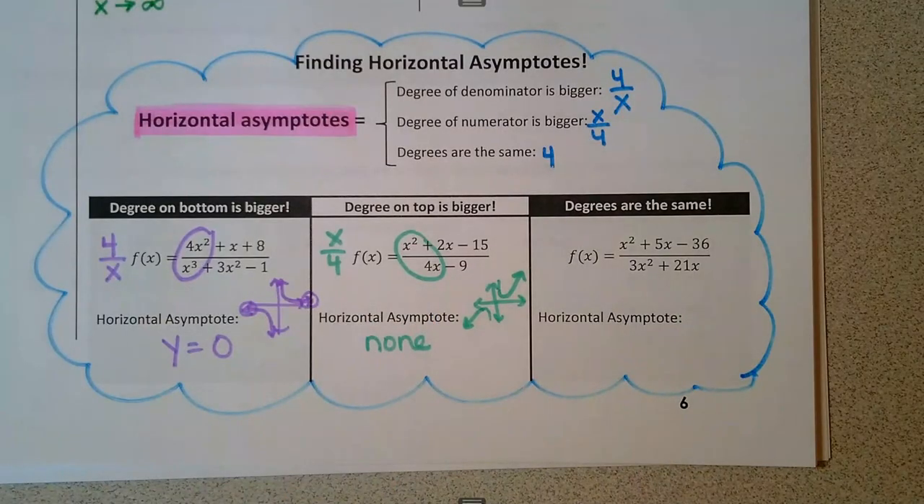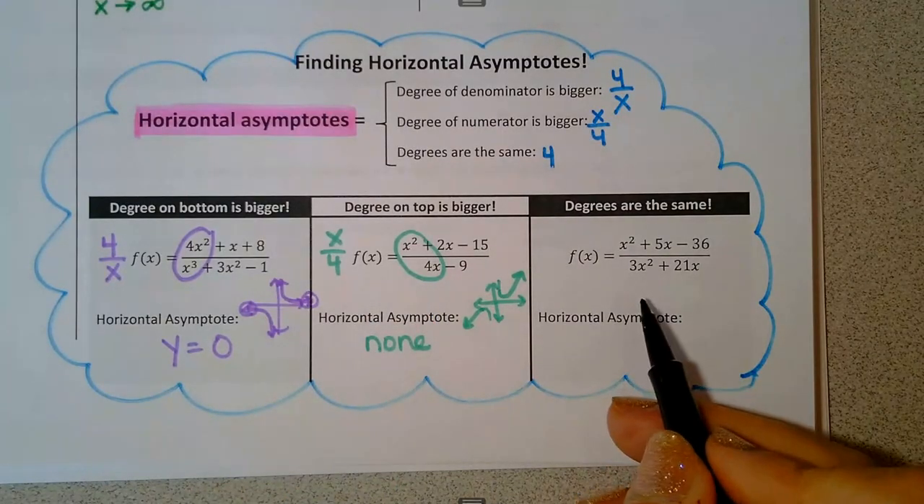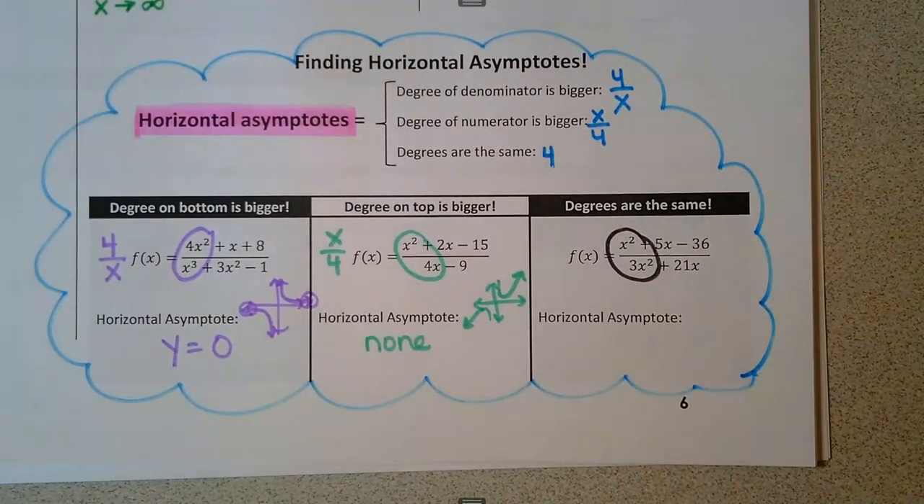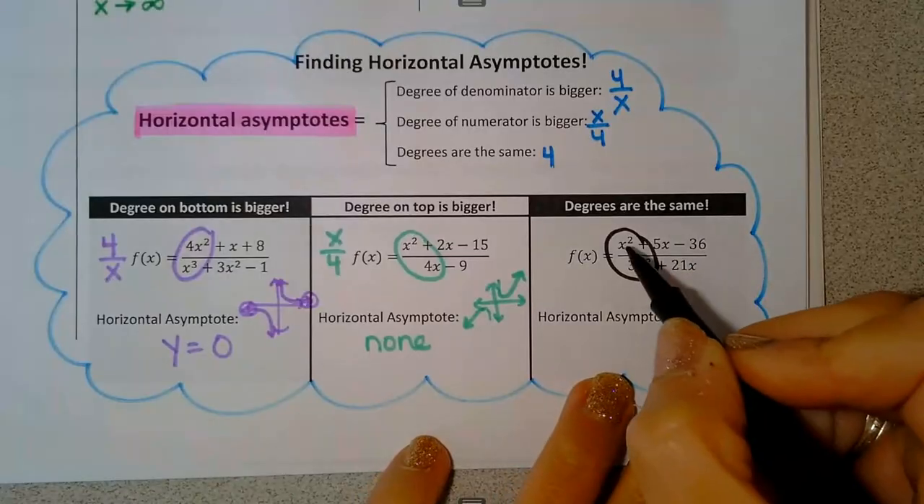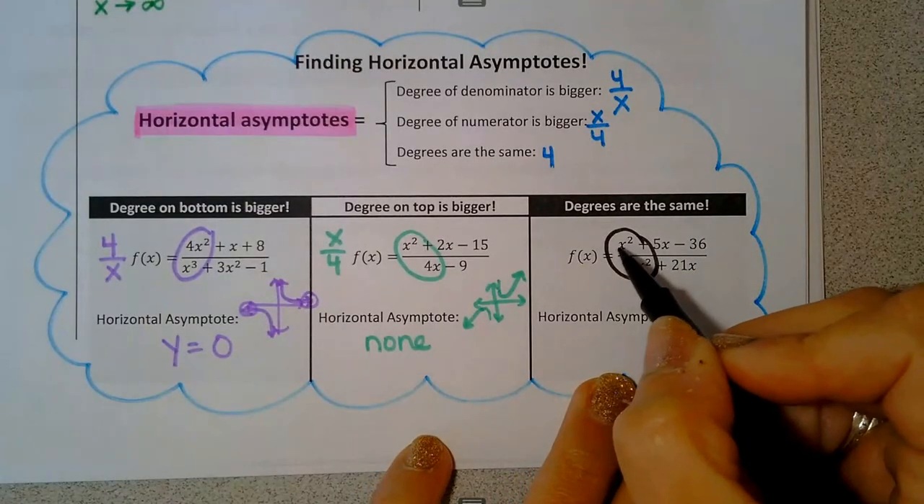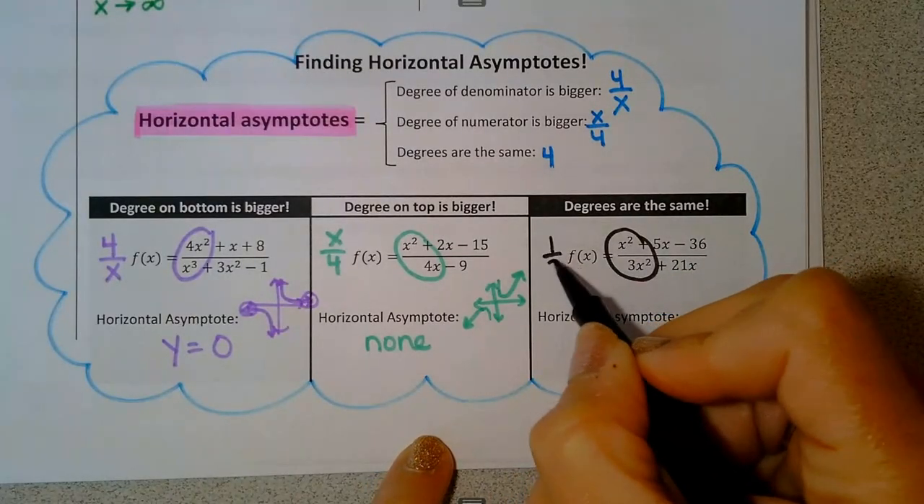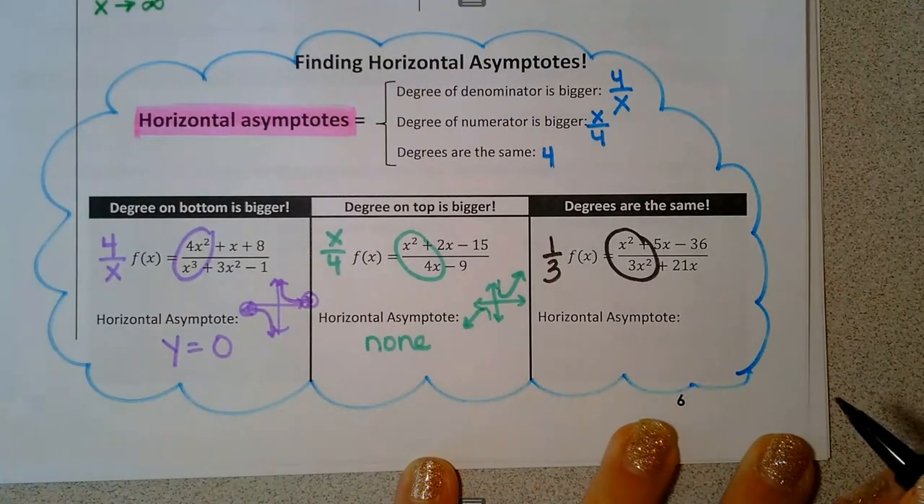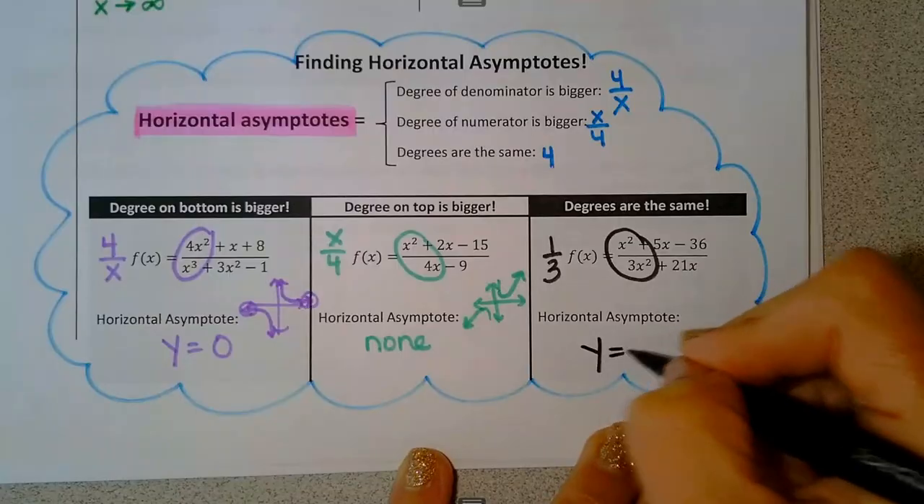Okay? We'll go into it more though. So then what about this one? When they're the same? Not 3. 1/3. Remember, when you cross the x's out, you have to keep that. You have to keep that. What is that? A placeholder. So then, what's your horizontal asymptote? y equals 1/3.